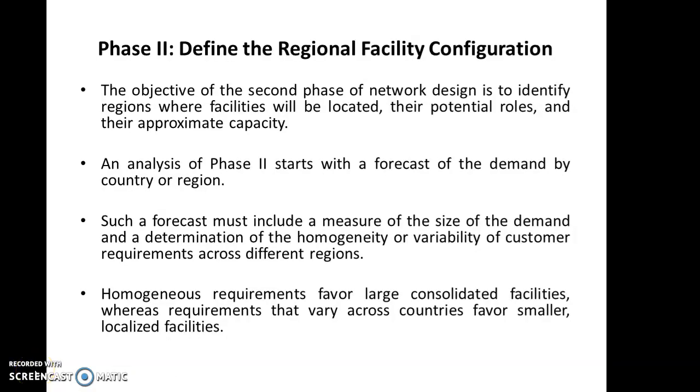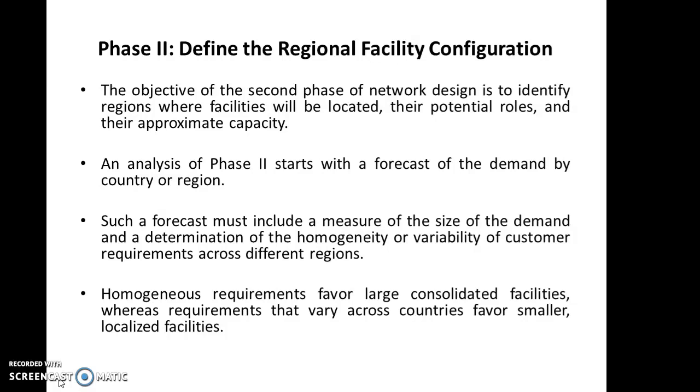Next, phase 2: define the regional facility configuration. Based on the output of phase 1, the objective of the second phase of network design is to identify regions where facilities will be located, their potential roles, and their approximate capacity. So, what is phase 2? That is to identify various regions to locate the facilities of the supply chain network system.